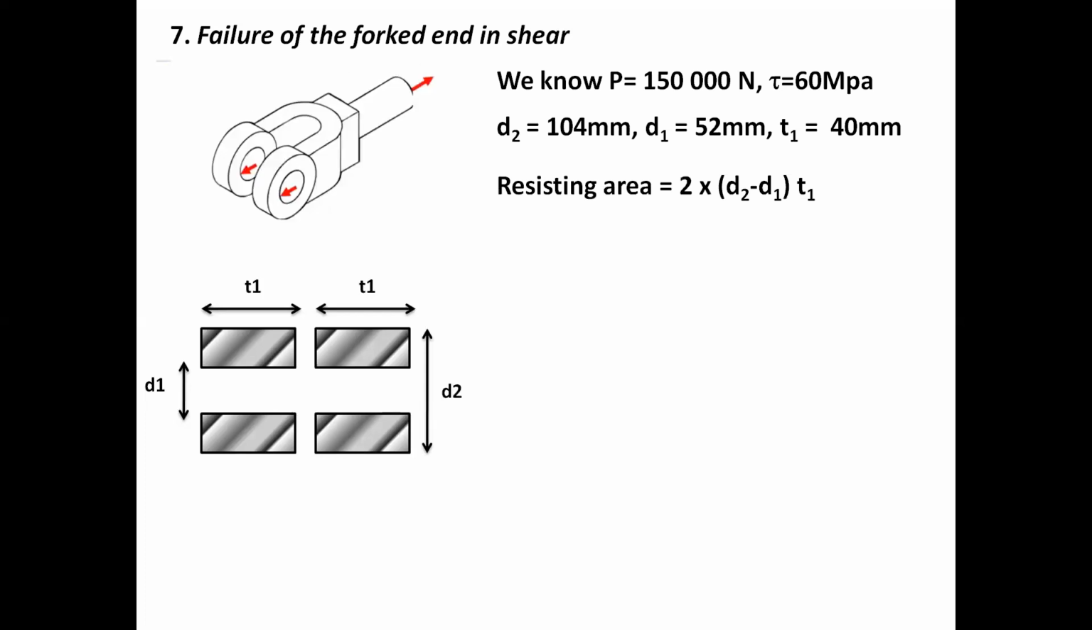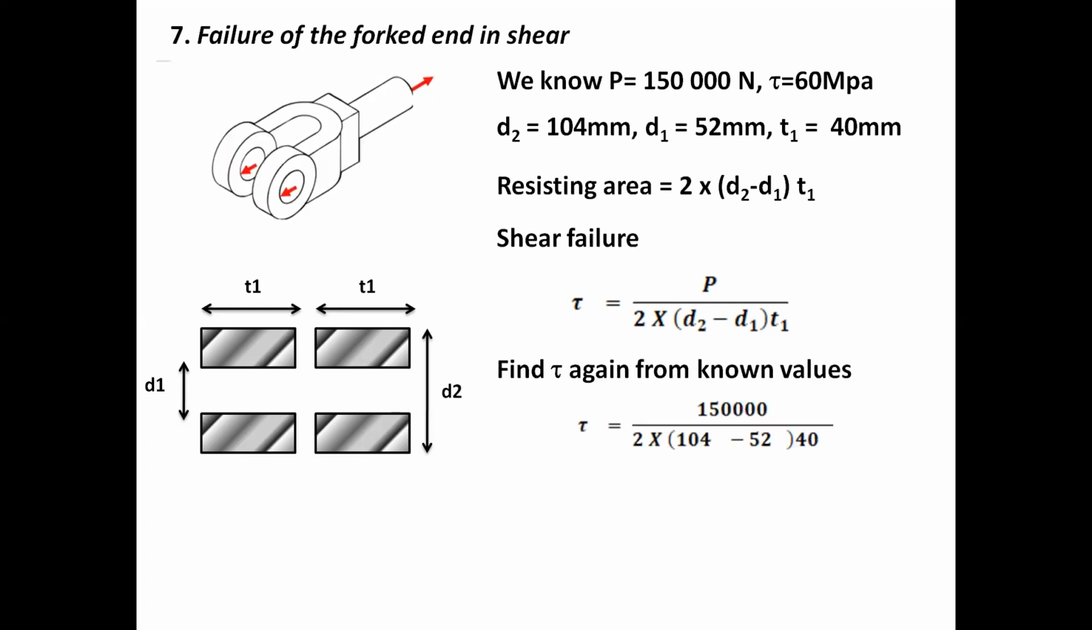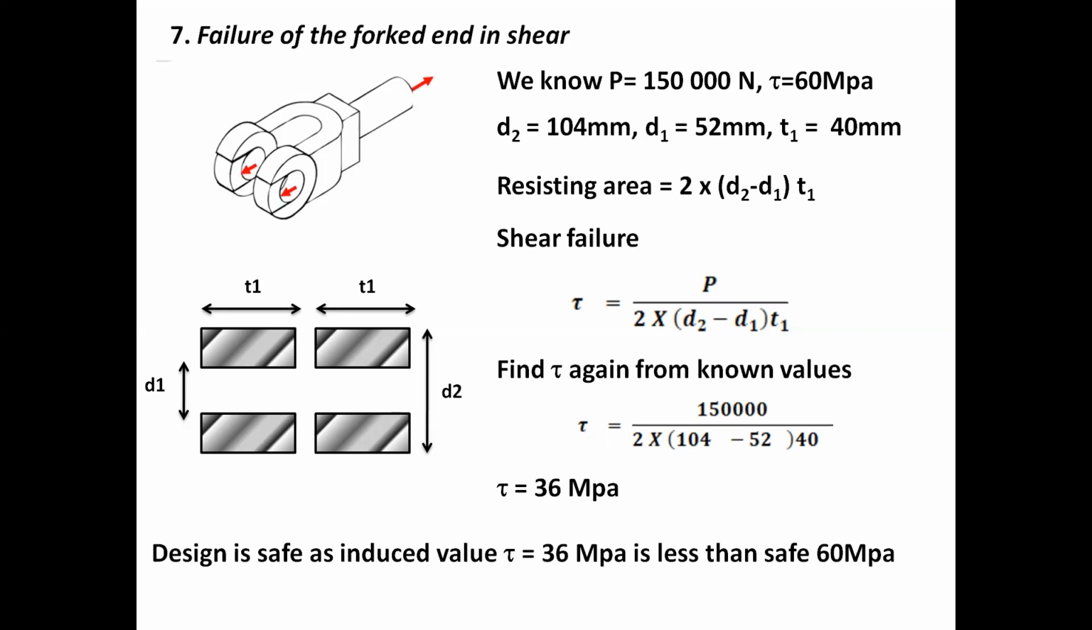So we know the force and the stress; as it is a shear stress, 60 megapascal is the safe value. D2, D1 and T1 we know. The resisting area is 2 times (D2 minus D1) into T1. Shear failure is equal to force divided by 2 into (D2 minus D1) into T1. So again, putting the values of P, D2, D1 and T1, we get tau equal to 36 megapascal.